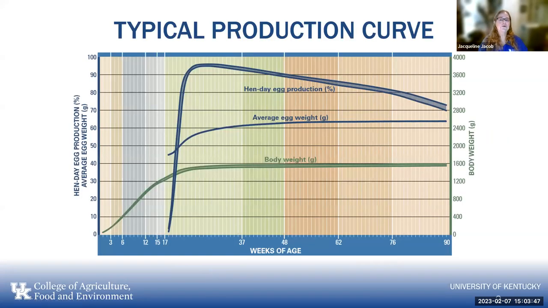So this is a typical production curve for a commercial egg type flock. They typically come into production around 18 weeks of age. They peak shortly thereafter, and then they slowly decline in their egg production. It'll eventually get to a point where they're eating more money in feed than they are giving back in eggs, and so you can either get rid of the flock or you can molt them and start all over again. Egg weight also increases as the birds get older, and it's important to remember that they are still growing when they first start laying eggs.